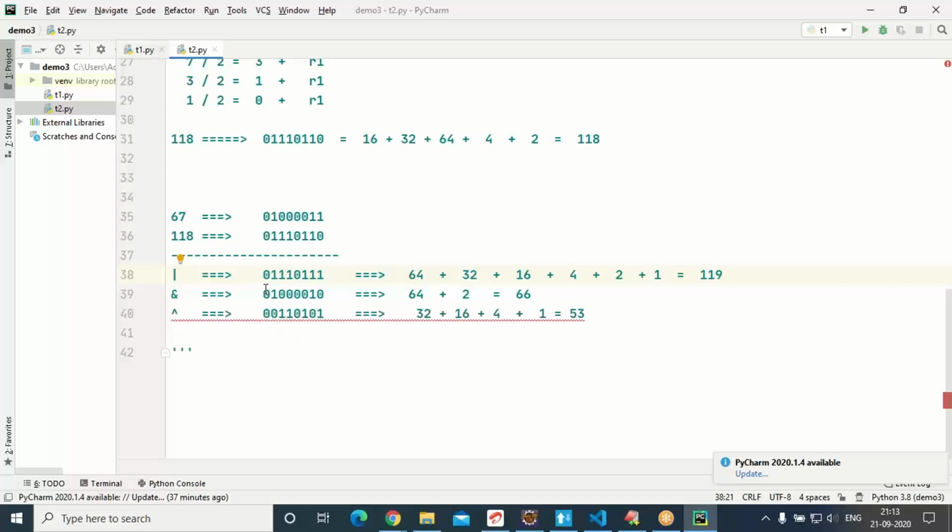AND operator: if both are 1, then only it produces 1. So here, both are 1. Here also both are 1. This is the result for the AND operator.